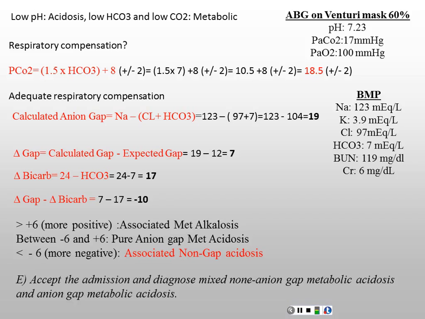So the answer will be the patient has mixed acid-base disorder, including non-anion gap metabolic acidosis and anion gap metabolic acidosis. If you remember in the stem of the question, the patient was hypotensive and he has diarrhea. So the diarrhea probably is the cause of non-anion gap metabolic acidosis, and the hypotension and sepsis causing another acid-base disorder on top of that.